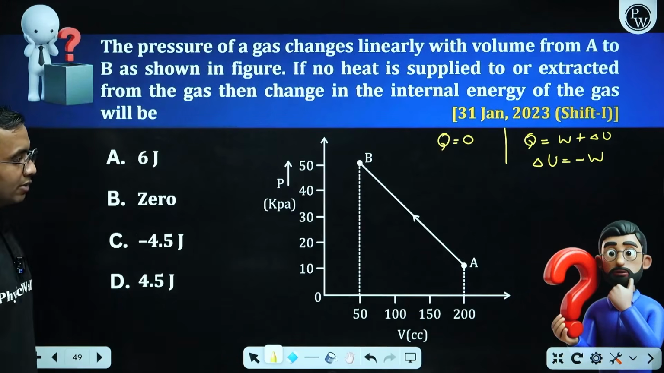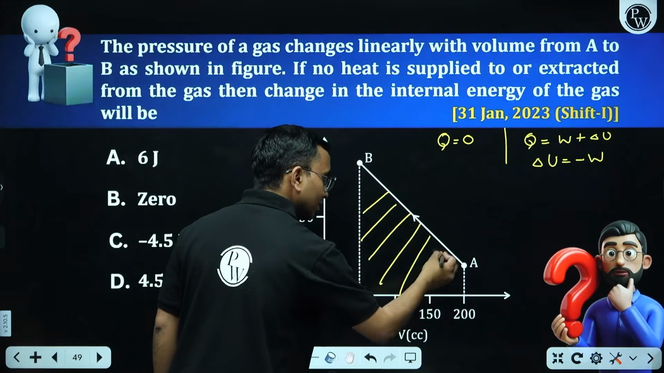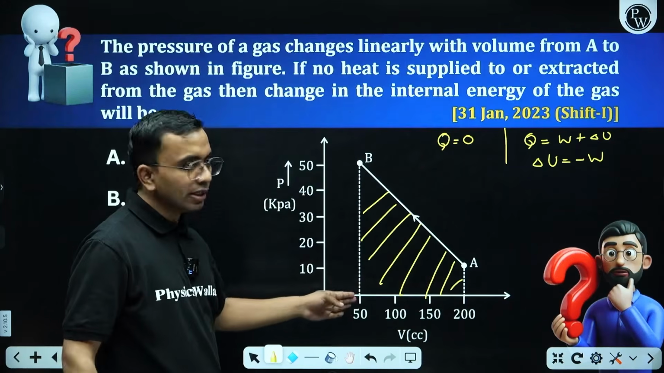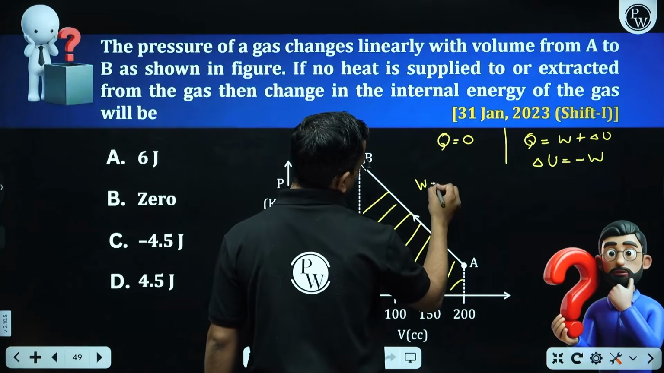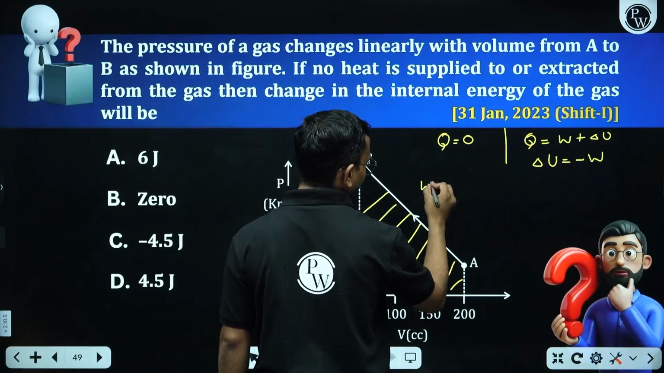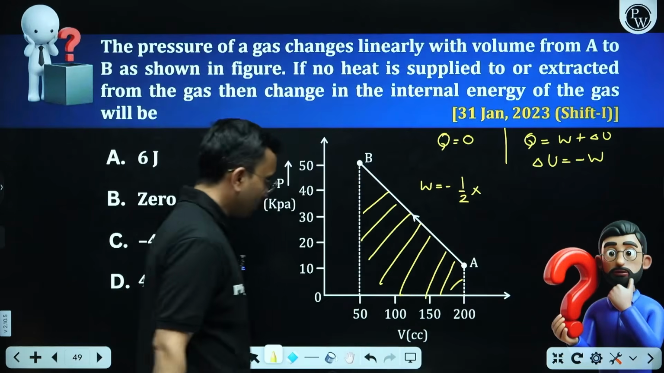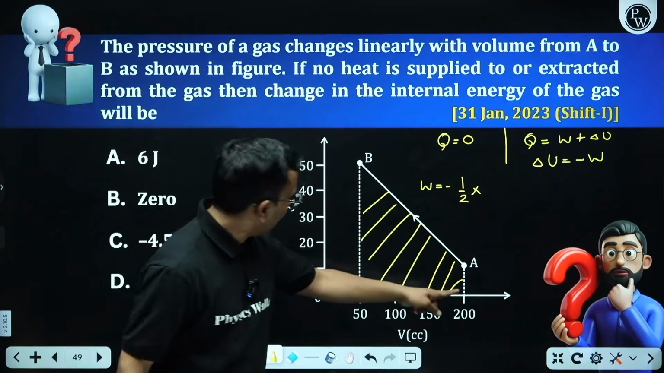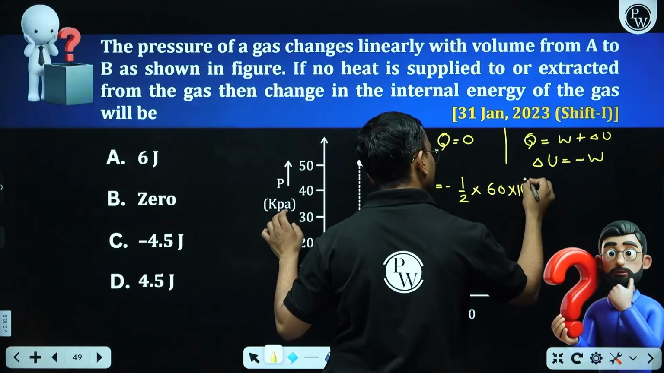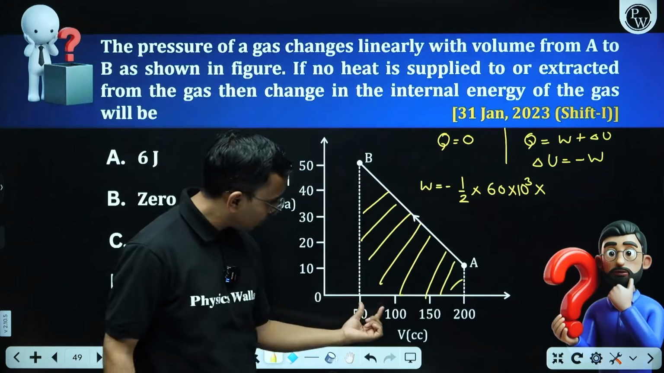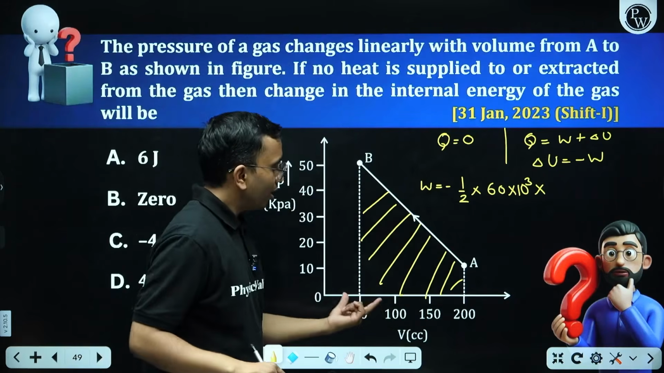Find the work done by the gas. Work done by the gas is equal to this area, and is the volume decreasing or increasing? Volume is decreasing, so work done by the gas is the negative of this area. How to write the area of this trapezium? 1 by 2 into the sum of the parallel sides. This is 50 and this is 10, so that is 60 kilopascal, into 10 to the power 3, into the separation between the two, which is 150 centimeter cube.